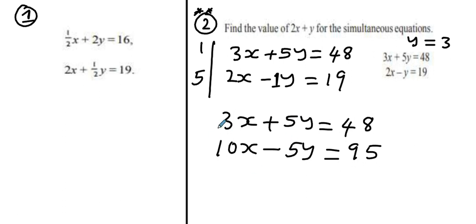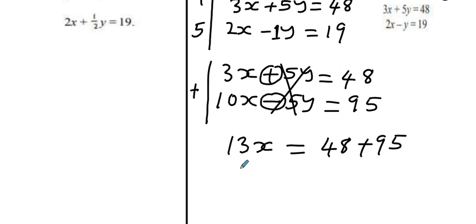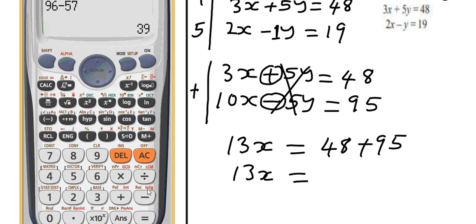Now these numbers on y are already the same, so we are going to add. Why add? Because different signs, same numbers, we add. After adding, what do we have here? 3x plus 10x will be 13x. 5y plus negative 5y will cancel, it is 0. 48 plus 95. So this will be 13x equals 48 plus 95. Let me check using a calculator, 95 plus 48 is 143.